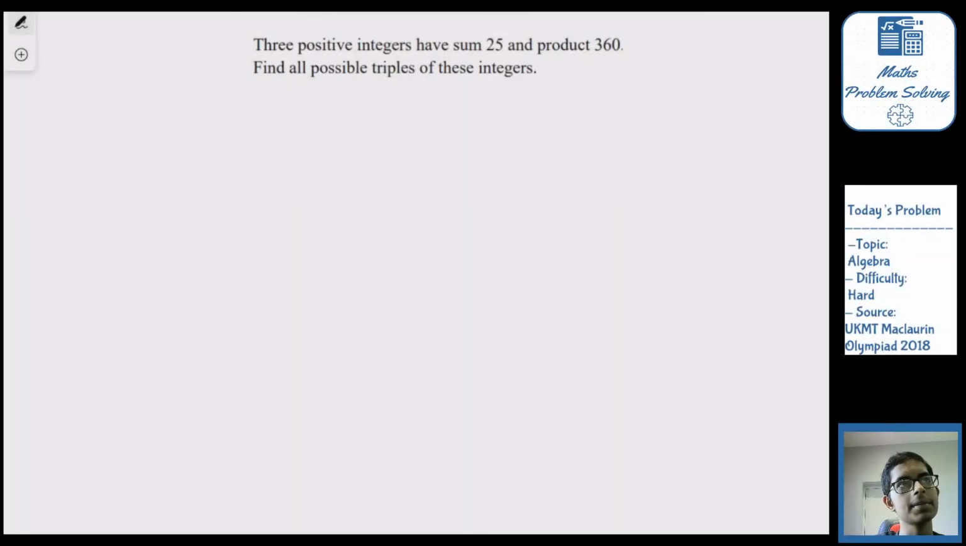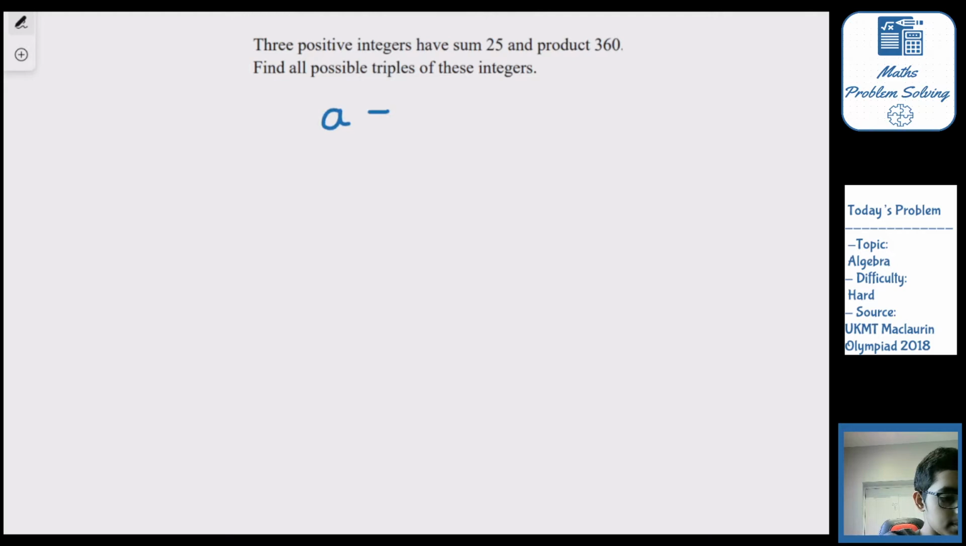Today we're going to be doing another algebra related question from an Olympiad. It's a very interesting question, so let's get into it. Three positive integers have the sum of 25 and the product of 360. And we need to find all possible triples of these integers.